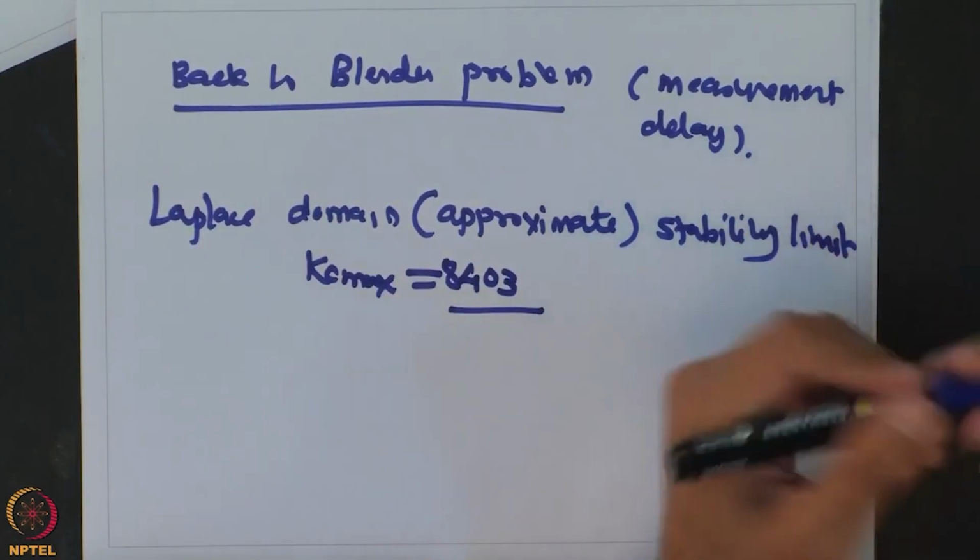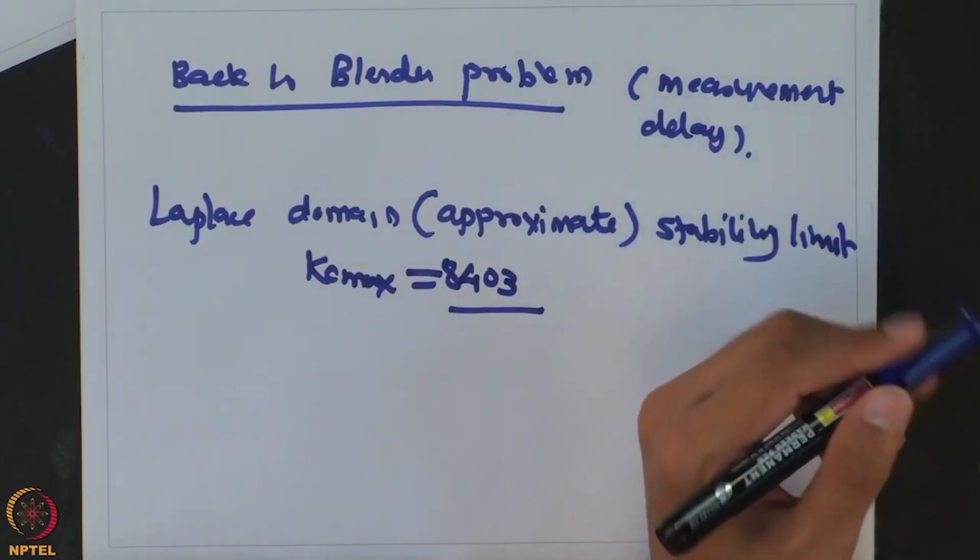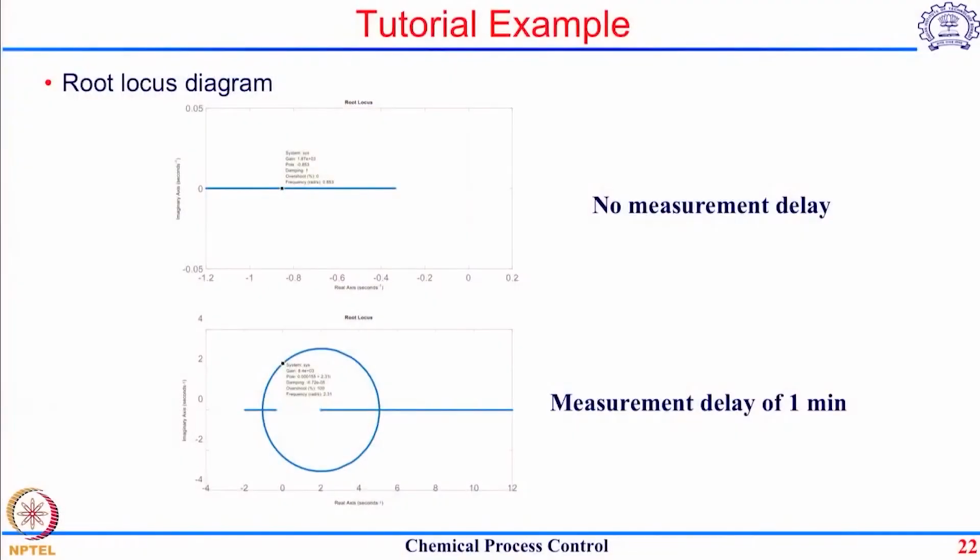So, now let us look at what happens. Here is the root locus diagram for that particular system. When there is no measurement delay, it is a simple flat line, all the poles move towards negative infinity, it is all stable because it is a first order process. When we have a measurement delay and we approximate it by a Padé approximation, you can see that the root locus diagram does cut the imaginary axis at these 2 points when the gain is 8403. So, that was the stability limit computed by using Laplace domain analysis.